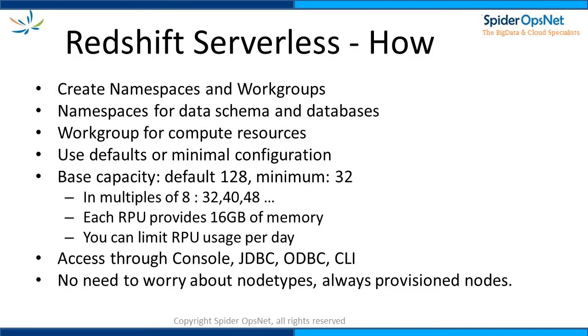You can create one or more namespaces and workgroups. A namespace can exist without any workgroup associated with it. Each namespace can have only one workgroup associated with it, and each workgroup can be associated with only one namespace. You can set up a namespace and workgroup by using the default configuration. By default, the base capacity is 128 RPUs, but you can set it to a minimum of 32 or multiples of 8 thereafter, like 40, 48, etc.